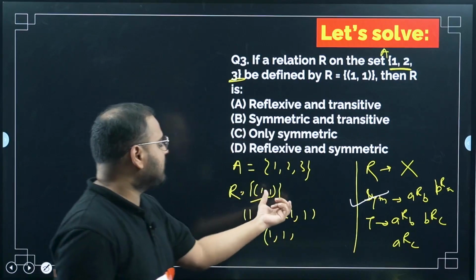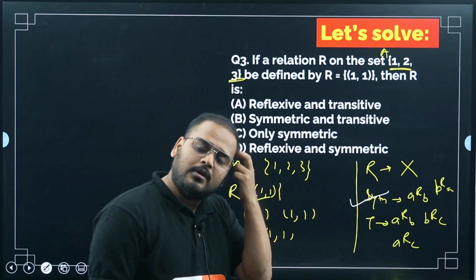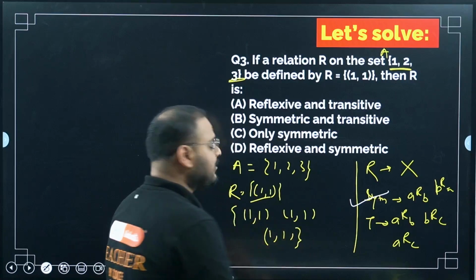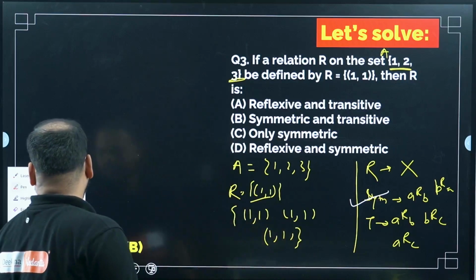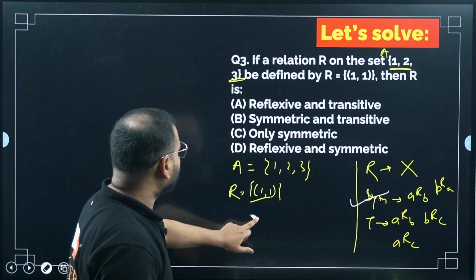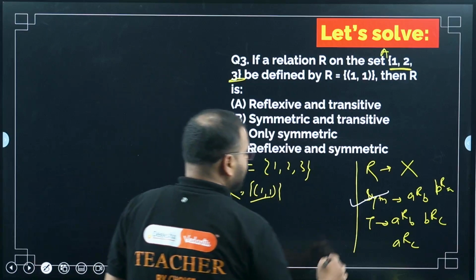We don't write the repetitive elements. You know, while writing the set, we don't repeat the elements. Will I write this as one set? We can't. We will write only one. So it's there, no? 1, 1 is there. It means transitive also is true. Transitive also is true. I repeat.